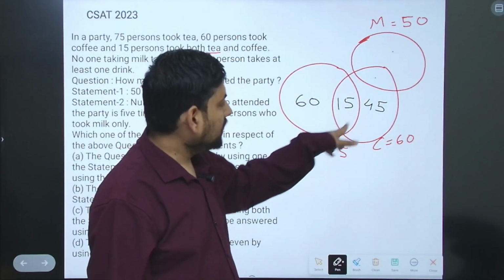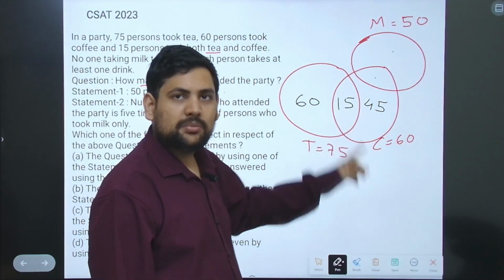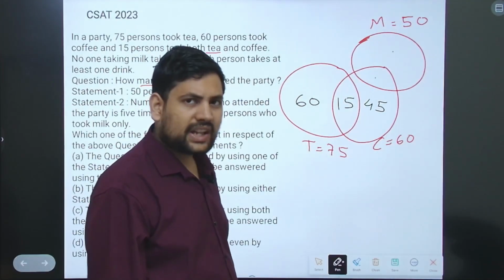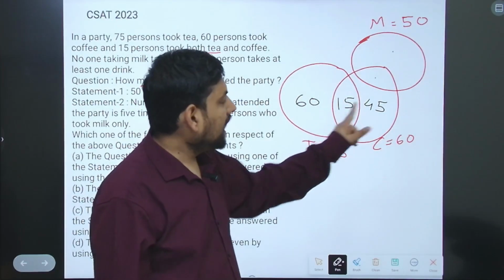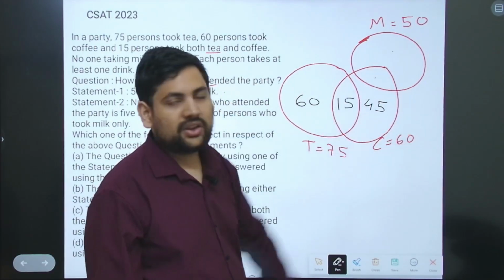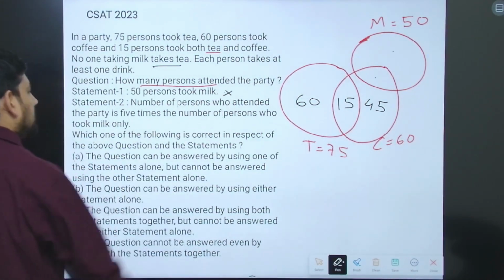For example, if I added 75 and 60, this would have been counted twice, because these people are drinking both of them. Correct? So basically, I am trying to find out independent ones. Now I am searching for milk. That I cannot find using 50% took milk. This is wrong.